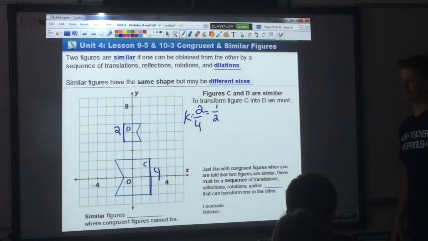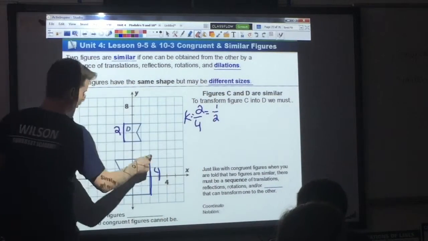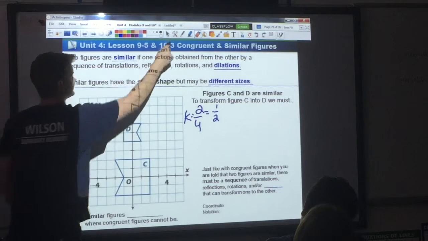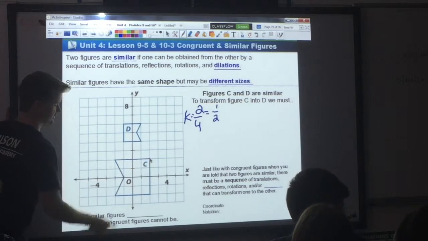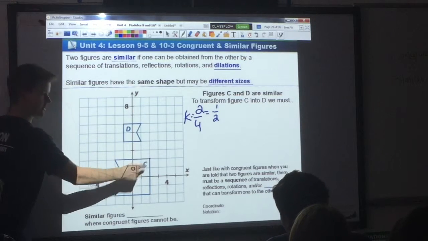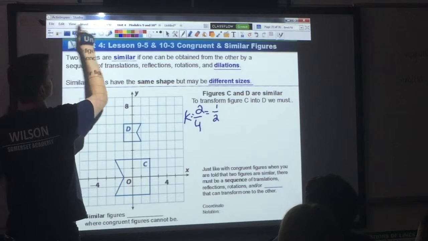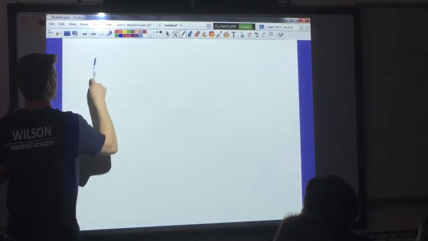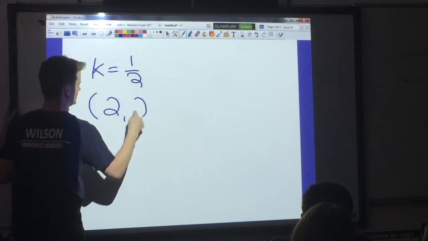So once I have the scale factor, I want to dilate these points. I have to go in and get all of these coordinate pairs, and I have to dilate them by 1/2. What is the coordinate pair for this corner right here? 2, 2. So here's what you do. I have K equals 1/2. I have the coordinate pair 2, 2.